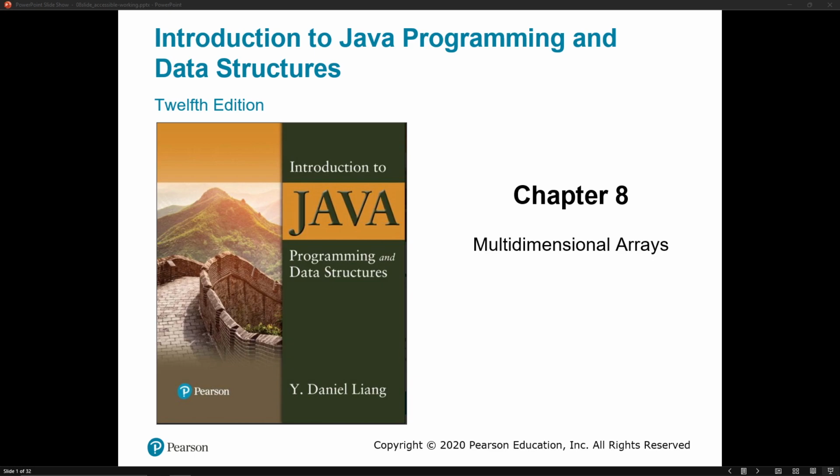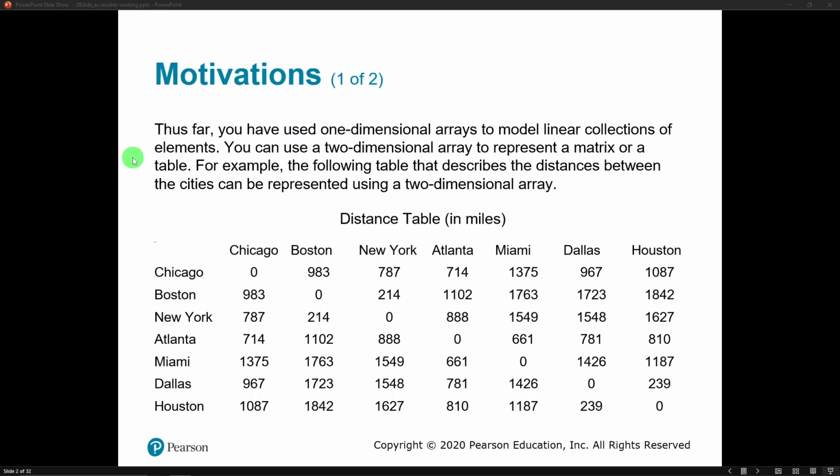In this section, we're going to look at multidimensional arrays. So far, we've been using one-dimensional arrays to model linear collections of elements, but we can also use two-dimensional arrays. Two-dimensional arrays are used to represent a matrix or tabular data, data that's stored in a table. Probably the most familiar thing that most of us have used that might be similar to that is an Excel spreadsheet. It holds tabular data. It holds rows and columns of data. A two-dimensional array is like an Excel spreadsheet.